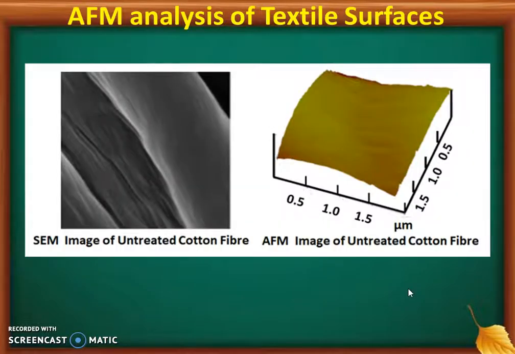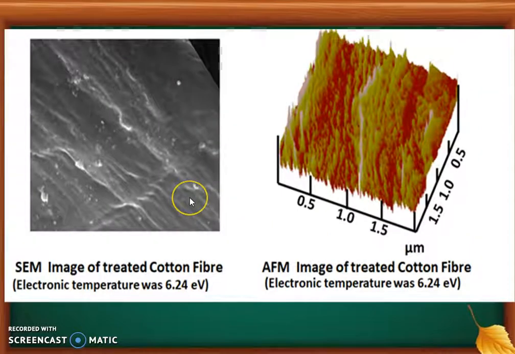If you look at the various AFM images of textile surfaces, here you can compare the untreated cotton fiber. The surface is visible in the SEM images, but with AFM images you can quantify the roughness very easily because you have X, Y and Z axis data, which is not possible in case of SEM images. Now the cotton is treated and the roughness has increased. That is visible in SEM but not quantifiable, which is easily quantifiable in case of AFM.